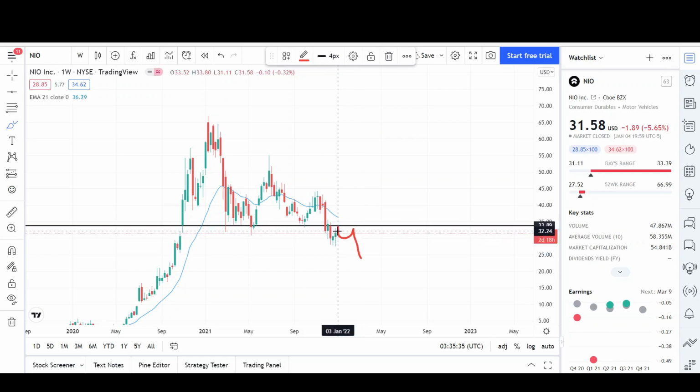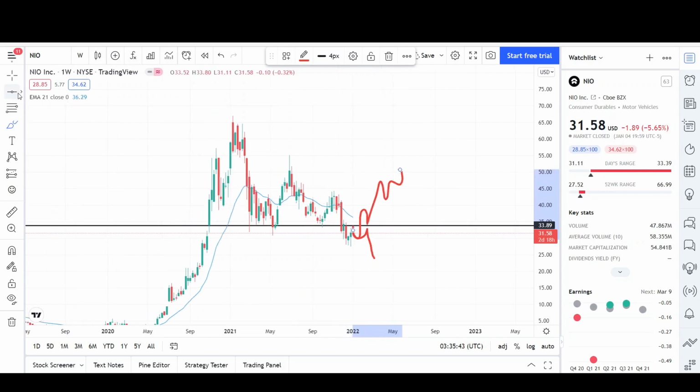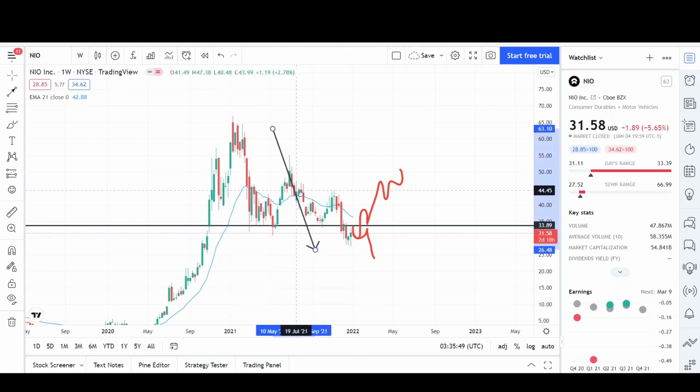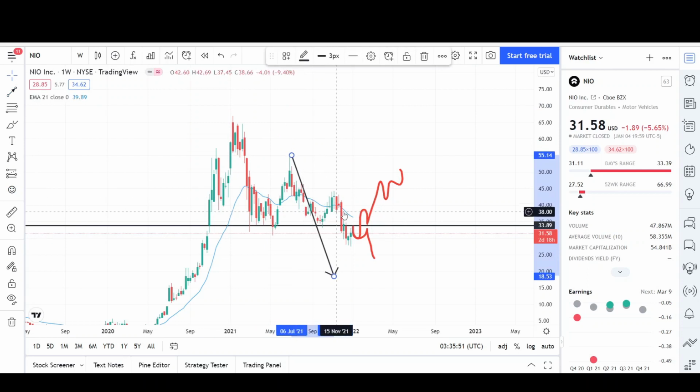So this first test could be just a trap for the shorts, and we might just break above it and continue to trend higher. But as of right now, I think we're going to continue lower because of the measured move in play. You can see that this would be the first leg down, and all of this would be correction, and it looks like we're in the formation of the second leg.